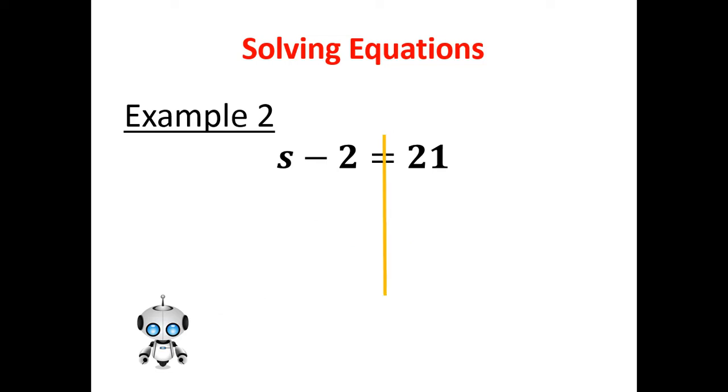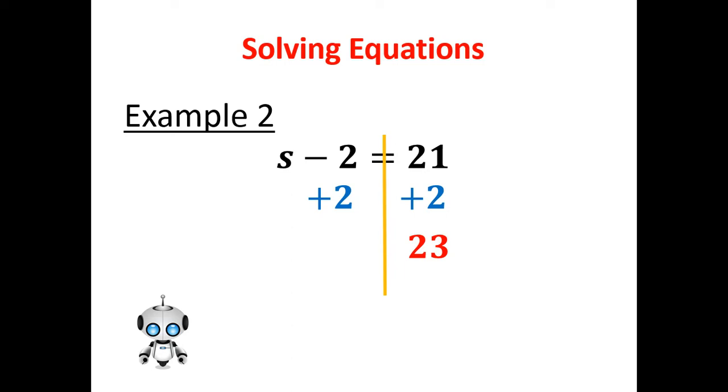So, we put a line down the middle. On the left-hand side we see this take away 2. To get rid of a take away 2 we do the opposite, which is add 2. But if we add 2 on the left, we must add 2 on the right. On the right, 21 plus 2 makes 23.